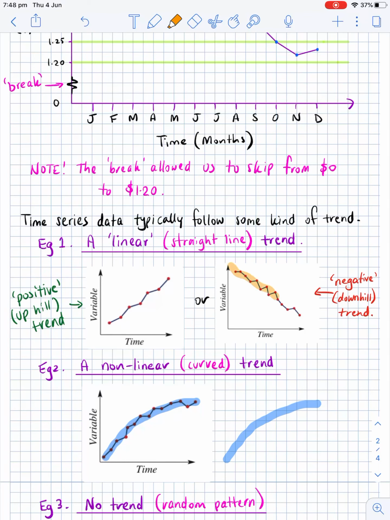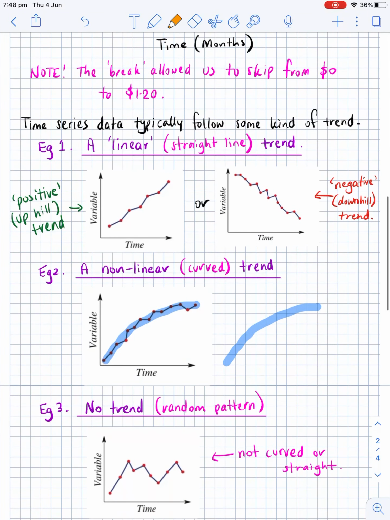This straight line one is a bit jagged, but it's still roughly going in a straight line. If you look at it, it does make a relatively straight line. And you would say that is a negative trend because it's a downhill sort of straight line. It doesn't have to be a perfect straight line, but it's generally following a straight line, if that makes sense. Okay, so next up we have a non-linear trend or a curved trend.